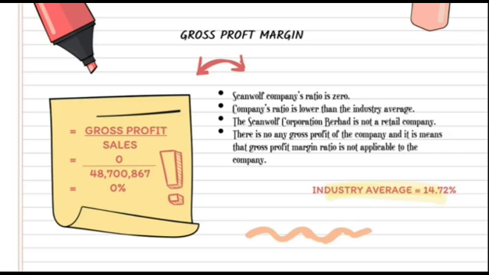The calculation shows that the Scanwolf company's ratio is 0. We can say that the company's ratio is lower than the industry average, which is 14.72%. The Scanwolf Corporation Berhad is not a retail company, therefore there is no gross profit for the company, and it means that the gross profit margin ratio is not applicable to the company. It will not affect the company's performance even though the company is below the industry average.